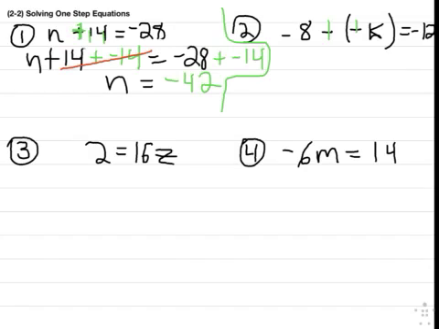Okay, let's do it. So let's rewrite this real quick. Negative 8, and yeah, sure, we changed how it looked, plus positive k, and then this is going to be equals negative 12. Okay, so again, what's happening to k? Not, do I add or subtract? No. What's happening to k? Well, a negative 8 is being added to k. So what do I need to do? I need to apply the inverse operation of addition.